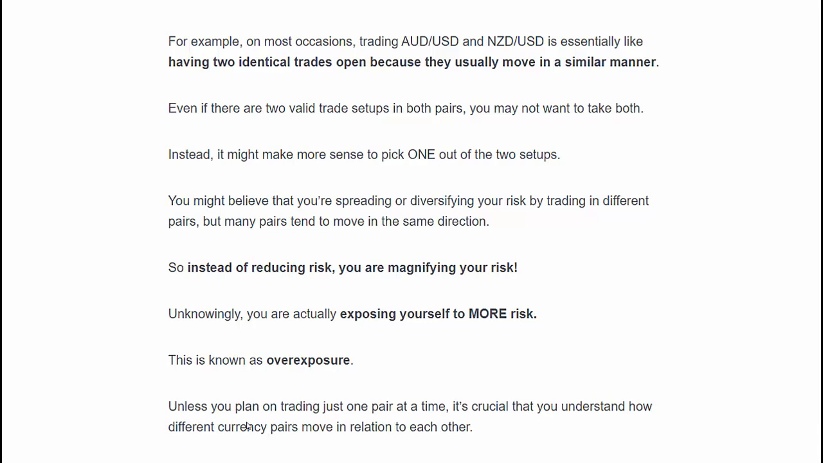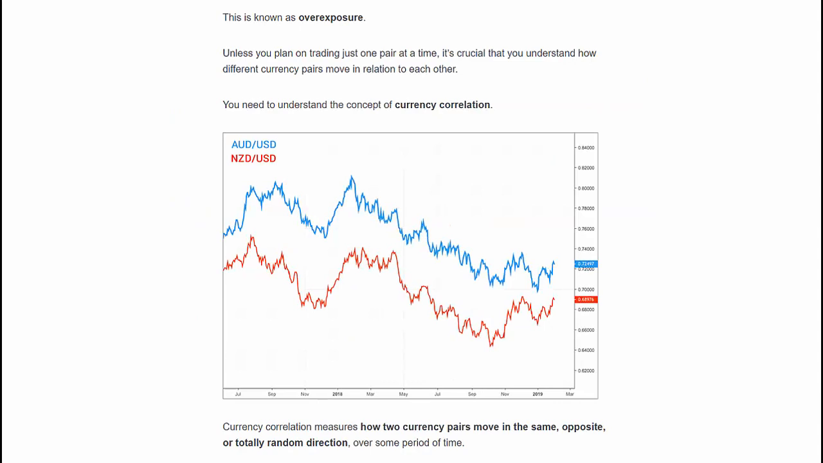Unless you plan on trading just one pair at a time, it's crucial to understand how different currency pairs move in relation to each other. And this is applicable to futures, stocks, etc. It's all the same in the fact that you've got to understand how they move in relation to each other. Again, this is known as overexposure. You need to understand the concept of correlation, not necessarily currency, but currency is one type. So currency, futures, stocks, ETFs may all be correlated. You have to understand what correlation is.